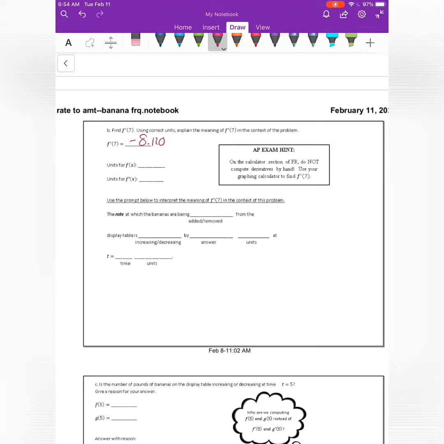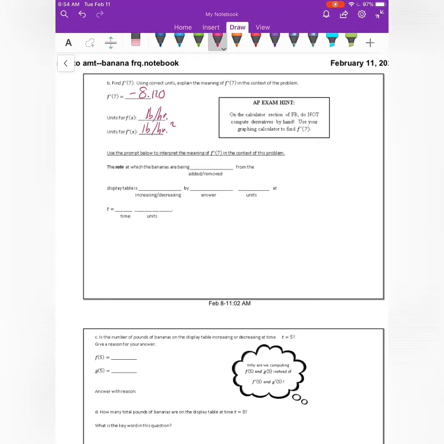Now, we need to understand a few more things. That wouldn't be enough for this question. There's actually a lot of things you need to say. The units for f itself were pounds per hour. If you take the derivative of that, think about velocity in meters per second. When you take the derivative of that, it becomes acceleration, meters per second squared. The time unit gets squared. So this is going to be pounds per hour squared. Use the prompt below to interpret the meaning. So what does f prime of 7 even mean?